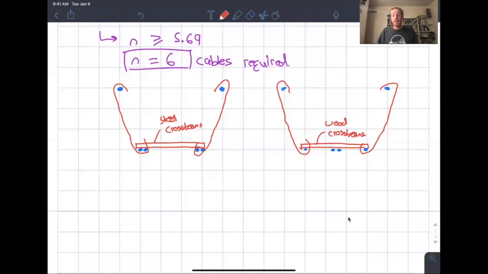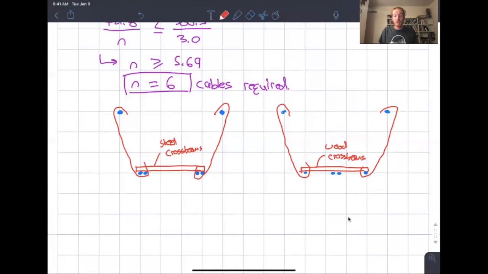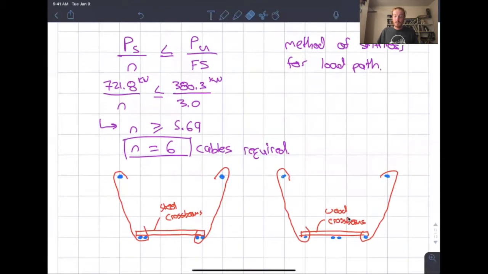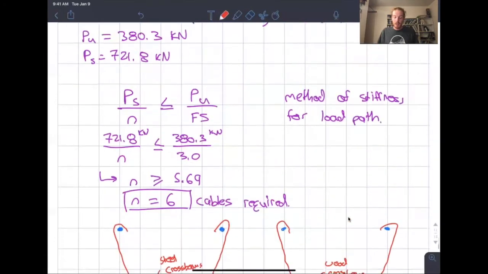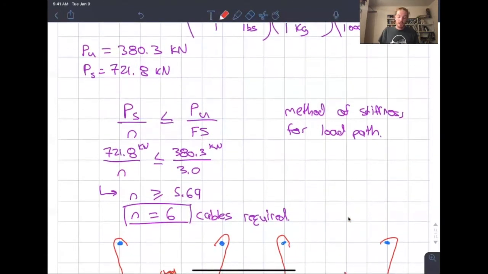So this is something to recognize when you have a large number of cables like this: the configuration of the walkway cables will depend upon the type of crossbeam you're using. So 6 cables is a lot. How might we reduce the number of cables we need? Well, what are the variables we have to change?